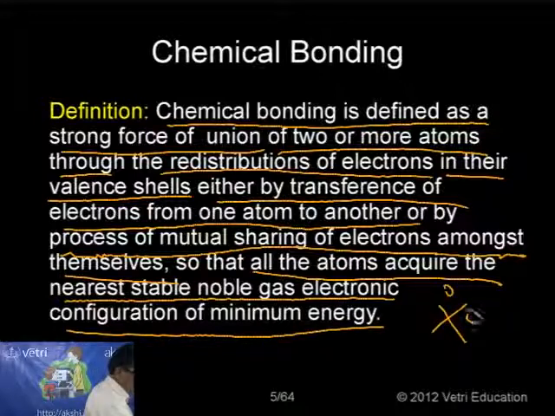This is chemical bonding. Let me repeat again. According to Lewis and Kossel theory, chemical bonding is defined as a strong force of union of two or more atoms through the redistribution of electrons in their valence shells, either by transfer of electrons from one atom to another, or by the process of mutual sharing of electrons among themselves, so that all the atoms acquire the nearest noble gas electronic configuration of minimum energy. This is the definition for chemical bonding.